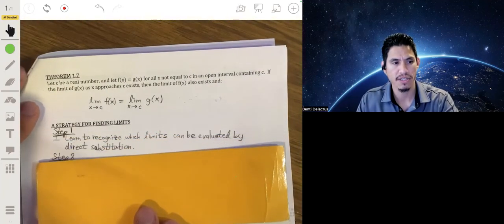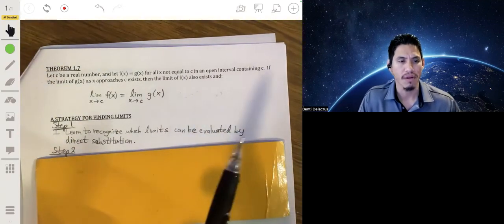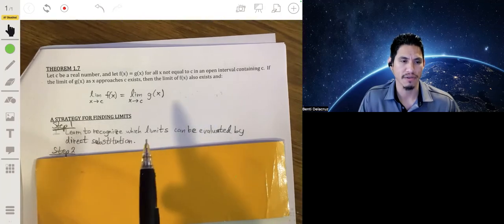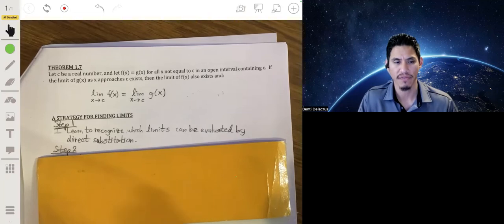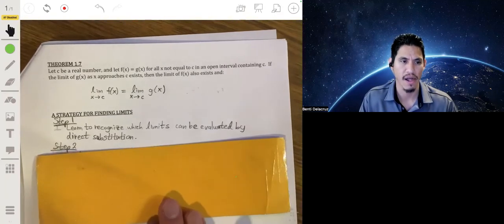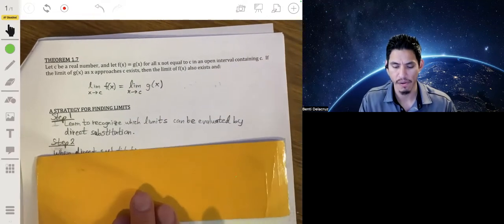So the general strategy that we're going to use is first, make sure you know and recognize what limits can be evaluated by direct substitution. That's the simplest case. It's quick, and you're going to make your life a lot easier. And that'll just be practice. It's just applying those properties that we just went through.